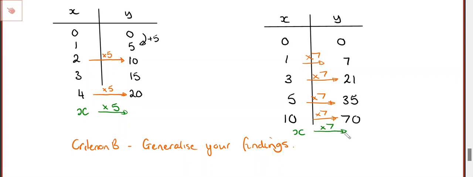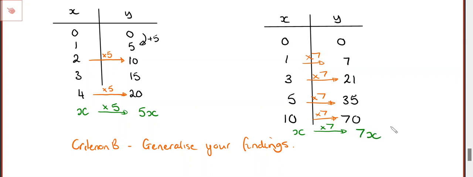Okay. How do we write x times 5? I think you could write it just x times 5. Oh, 5x. Yeah, 5x. 5 lots of whatever x is, yeah? What's this one going to be? 7x.